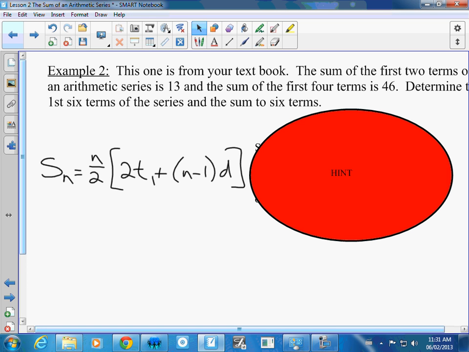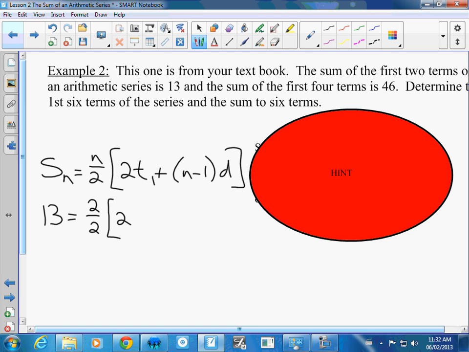The first example is: the sum of the first 2 terms equals 13. So what do I put there? Now careful. The sum of the first 2 terms is 13, so what do I put right there? 13, right? You see that? It says the first 2 terms is 13. Now, the first 2 terms, so what then? 2, is that right? Okay, that's not bad. It's pretty good so far.